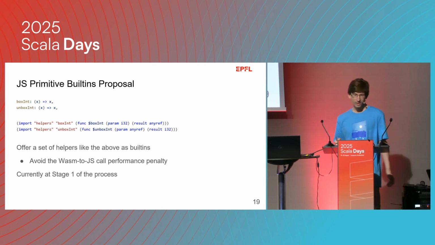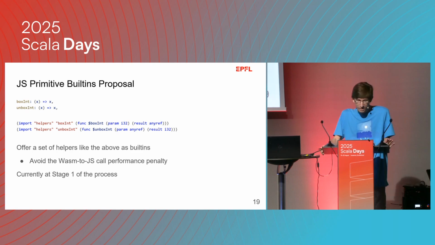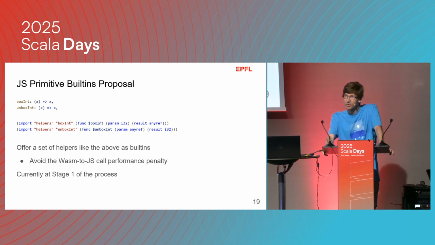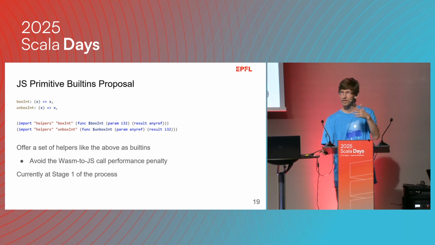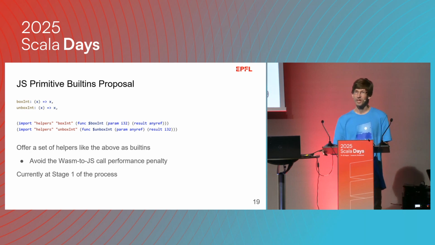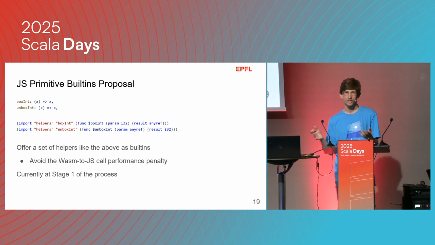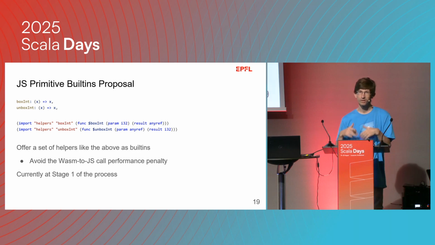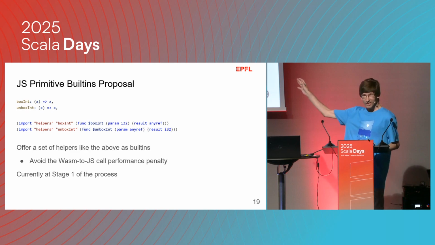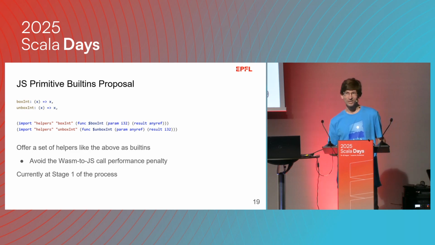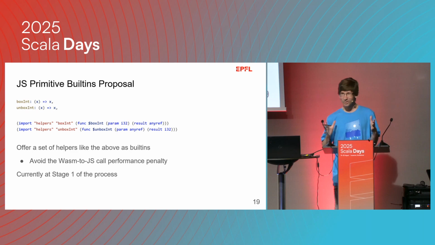So for that, I started a new proposal to WebAssembly called a JS primitive built-ins proposal, which will give those helpers as built-ins that then the WebAssembly VM can optimize all the way through and never leave the WebAssembly world, but give me a proper JS number or JS Boolean without any overhead, right? That proposal passed the first stage of the process. So they are actually willing to improve WebAssembly for us, right?